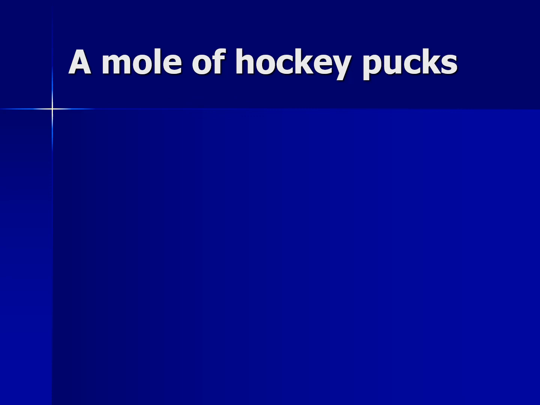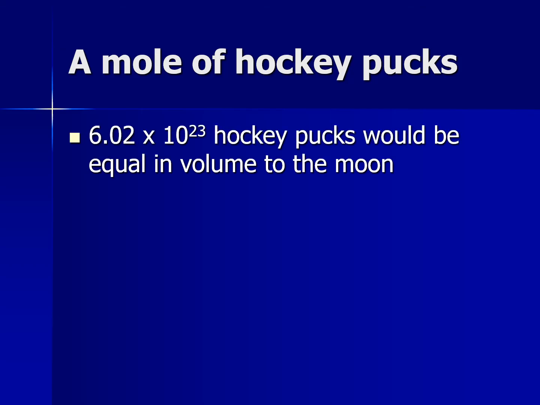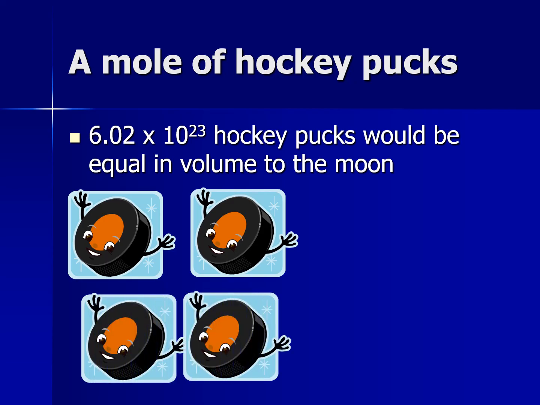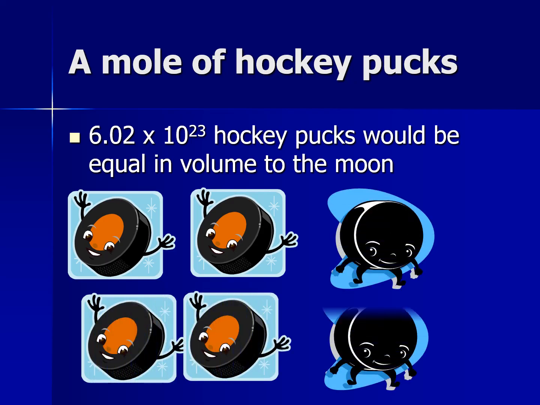What about a mole of hockey pucks? Let's bring some sports into this. A mole of hockey pucks is 6.02 times 10 to the 23rd. If we had that many hockey pucks, we would have the volume of the moon in hockey pucks. So that is a lot of hockey pucks. We'd have to, no, we wouldn't have to calculate the volume of the moon because we can look it up on Google.